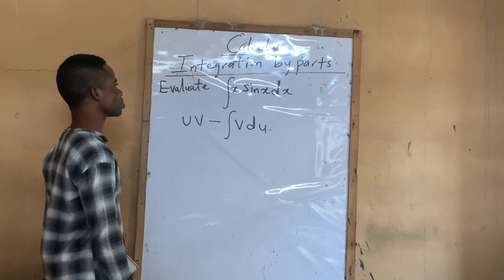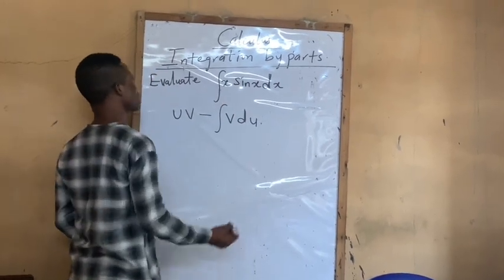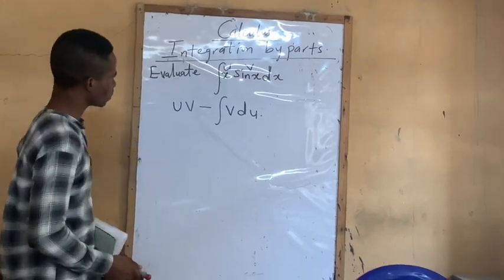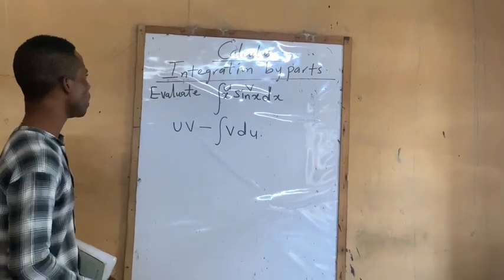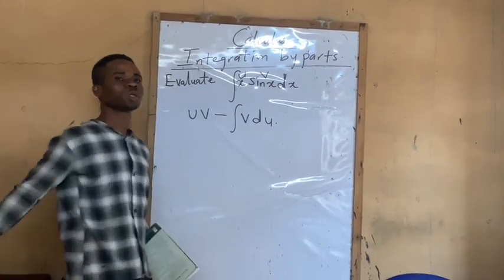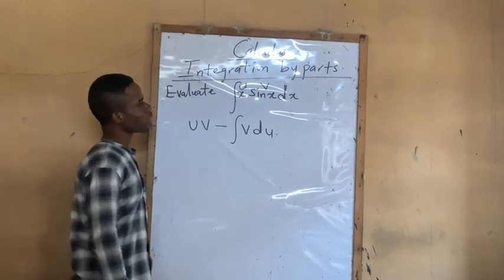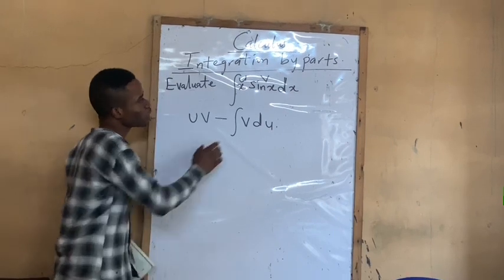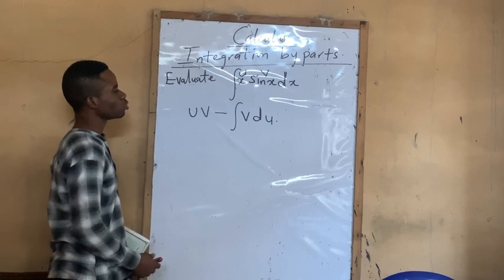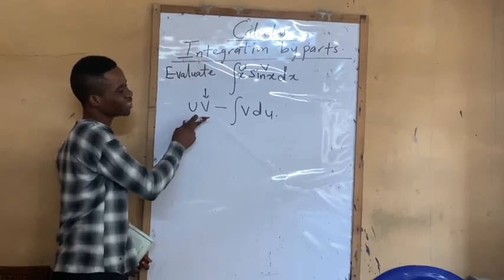Now we will come back to the question given. We have x sine x dx. So this is our u, while this is our v. That is the first thing we do. Label it. You cannot use substitution for this, because if you use substitution, it cannot work. You can try it on your own. After you've labeled it and written this formula, mind you, we are going to integrate this. Whatever you see here, we are going to integrate it.